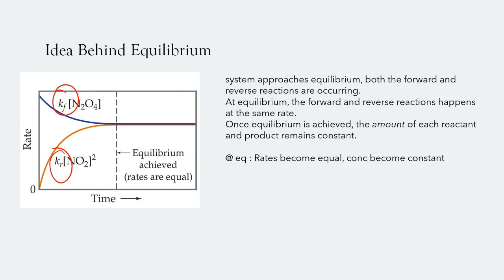So just remember, the rates become equal. Your forward and your reverse reaction rates become equal when it's at equilibrium, and then the concentration becomes constant. So just remember also that the amount of each reactant and product becomes constant in equilibrium.